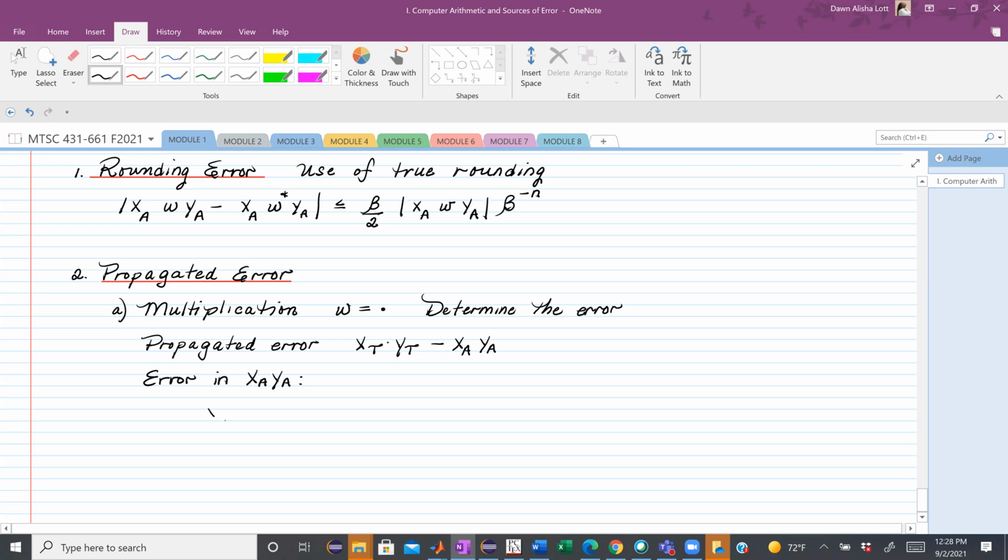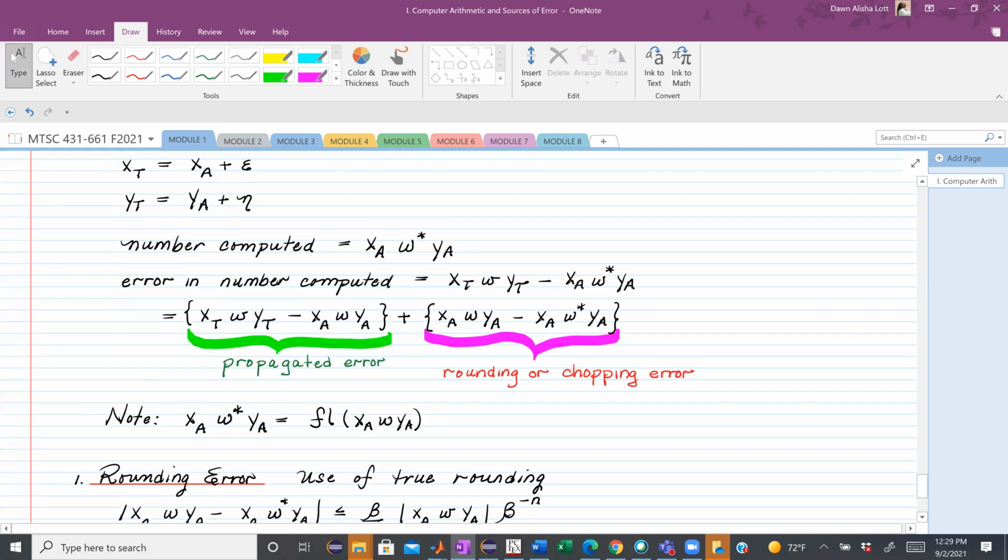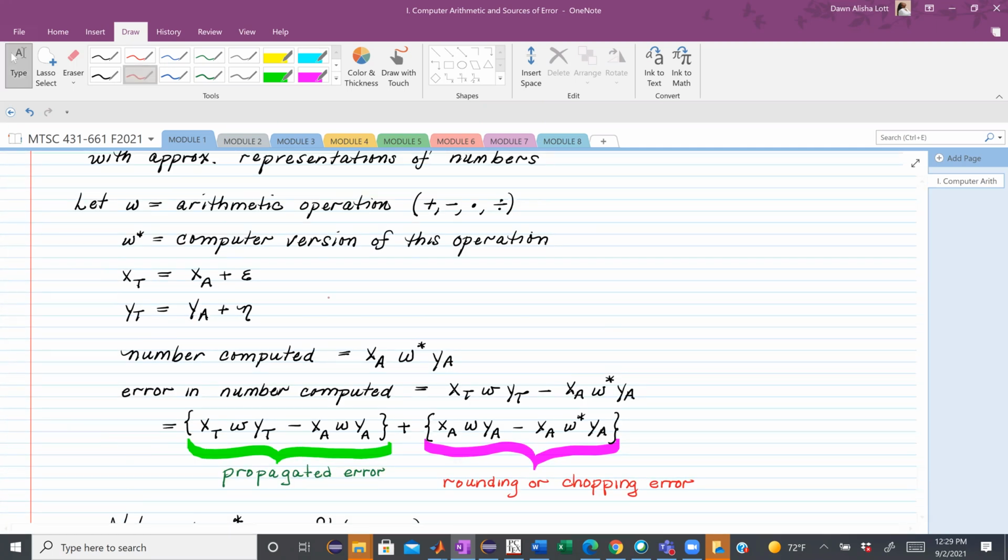We get X true, Y true, these are multiplied, minus XA, YA. So now I'm going to take X true, Y true as they are. And now let's go back just a bit. YA, I didn't put it here, but I can now. YA is simply Y true minus eta, and XA is simply X true minus epsilon.